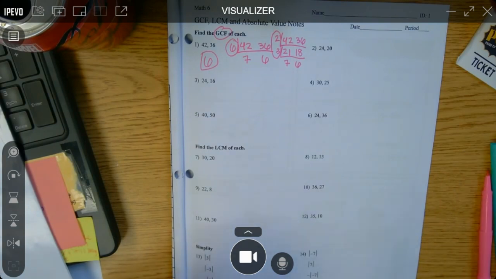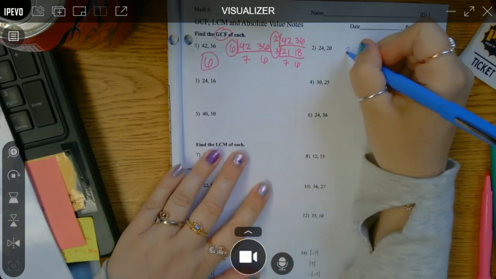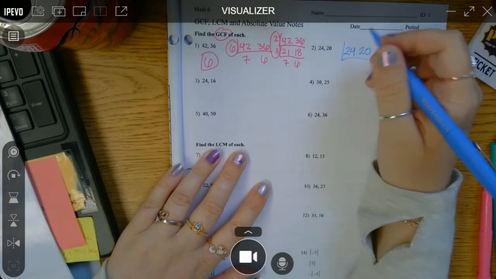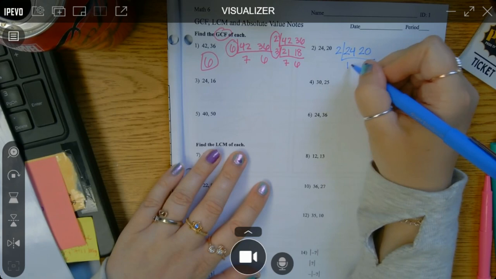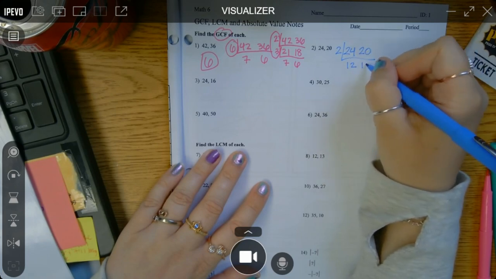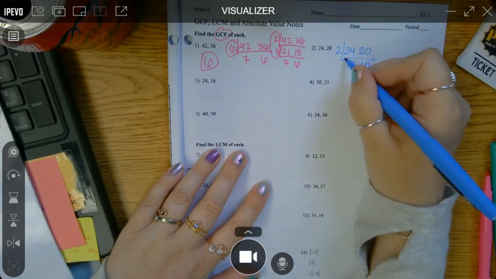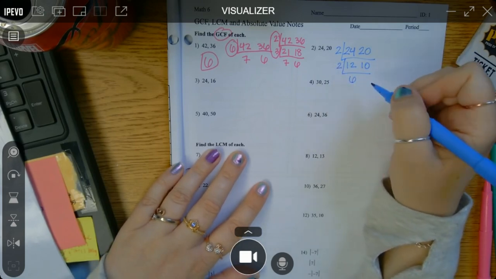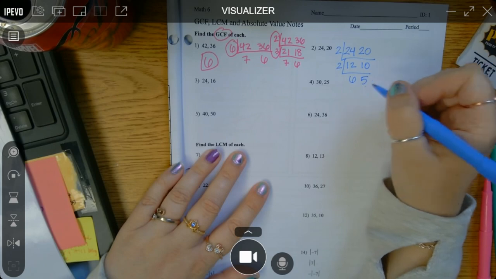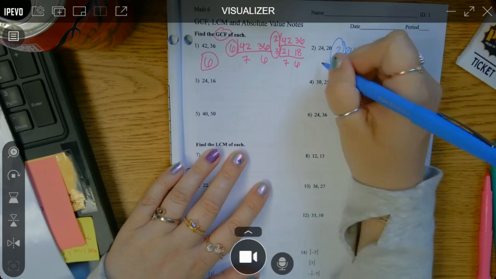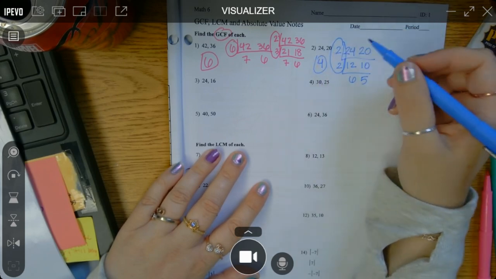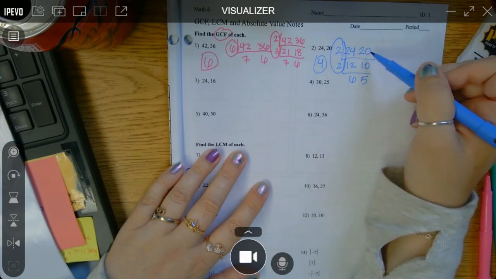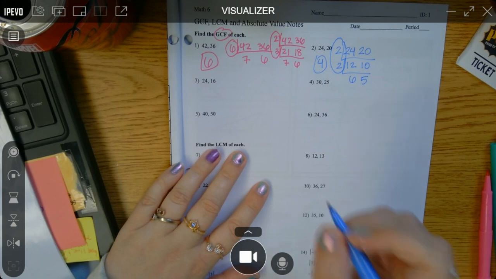Again, if you haven't tried them yourself first, pause it, try it, and then come back to see how you did. Okay, what can go into both? 2 goes into 24 12 times, and 2 goes into 20 10 times. Are you done? Nope, because 2 can go into both of those. 2 times 6 is 12, and 2 times 5 is 10. Can't keep going, so 2 times 2 is 4. And some of you guys just started with 4, and 4 times 6 is 24, and 4 times 5 is 20. So you would have gotten there faster.